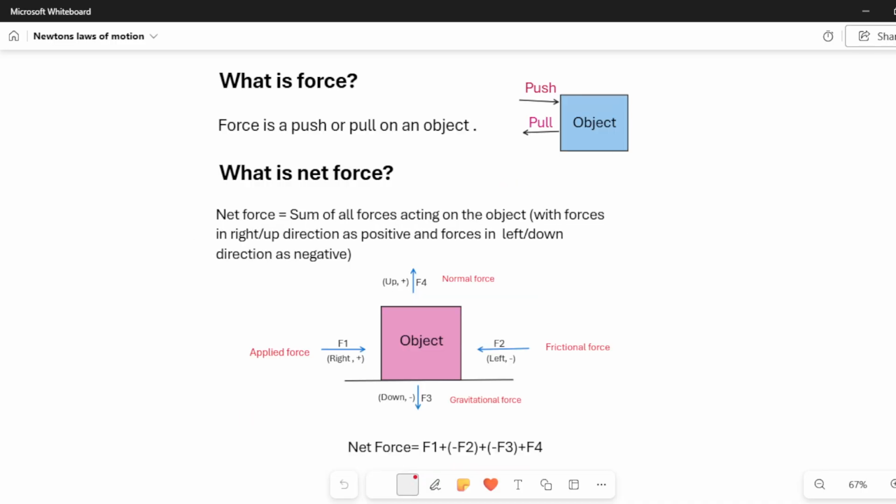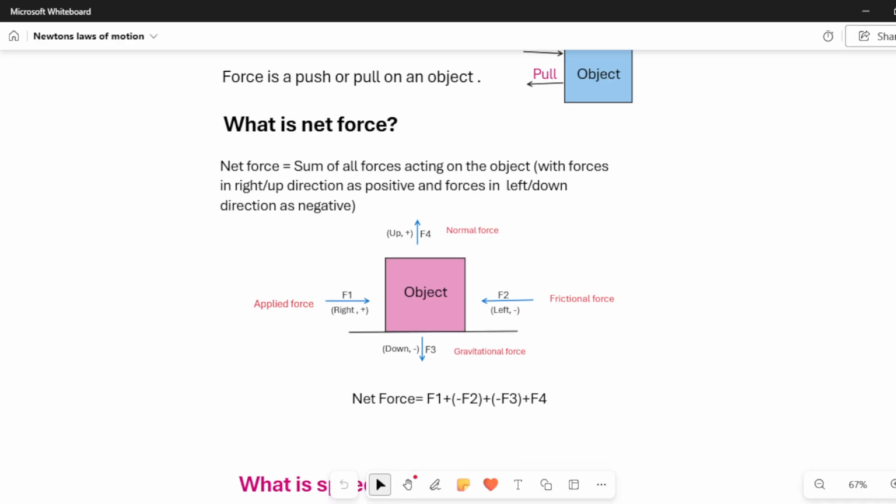Now the next concept which comes is what is net force. Now you understood what is force. Any push or pull on an object is considered as force. Now what is net force? Net force is nothing but the sum of all the forces acting on the object. Summation of all the forces acting on the object.